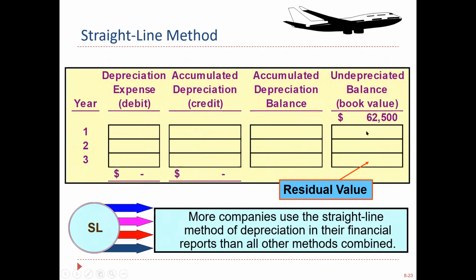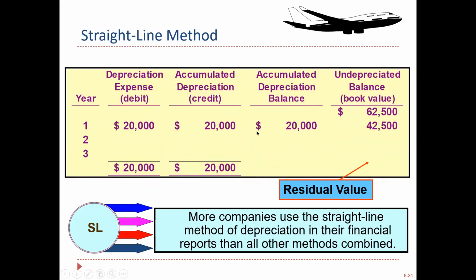Starting on the upper right, this number here will include the residual value. You're not going to depreciate the residual value, but you are going to include it at the beginning, and then you're going to record your annual depreciation, 2020. These two columns are your journal entry, and this is the accumulated balance.